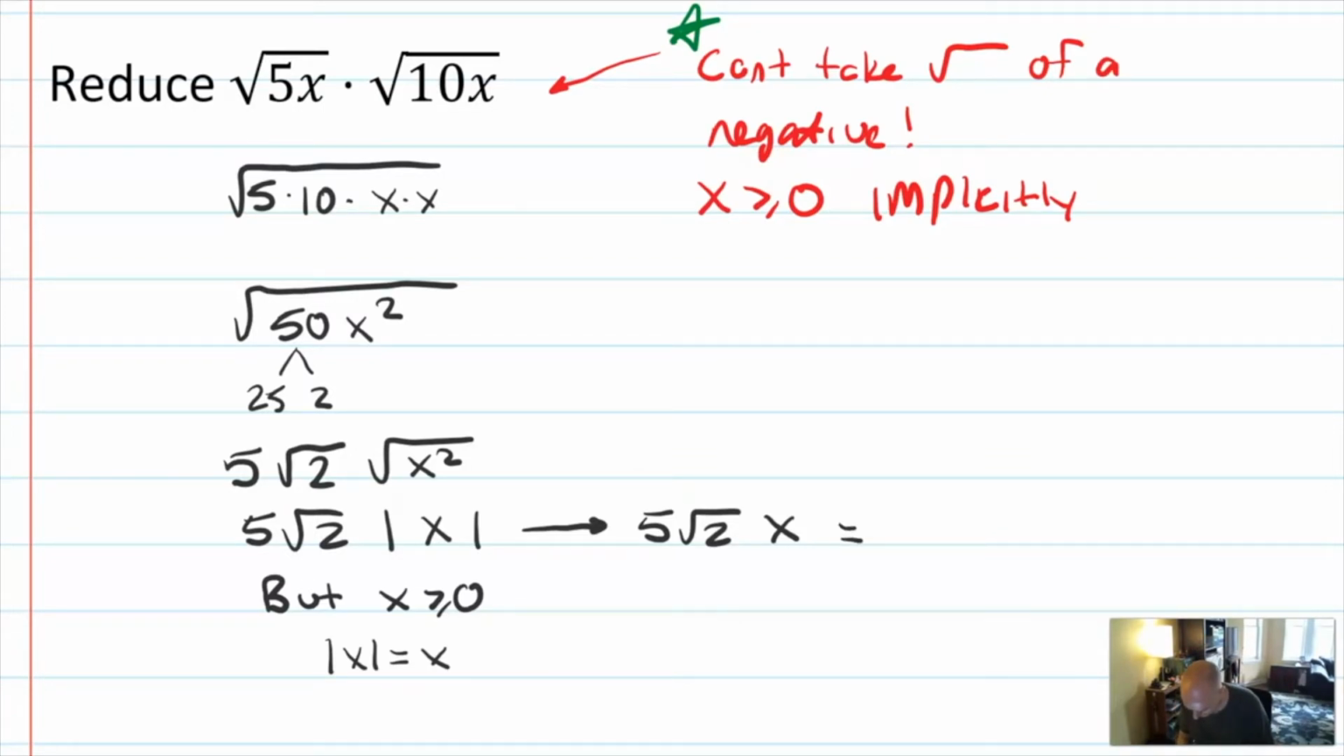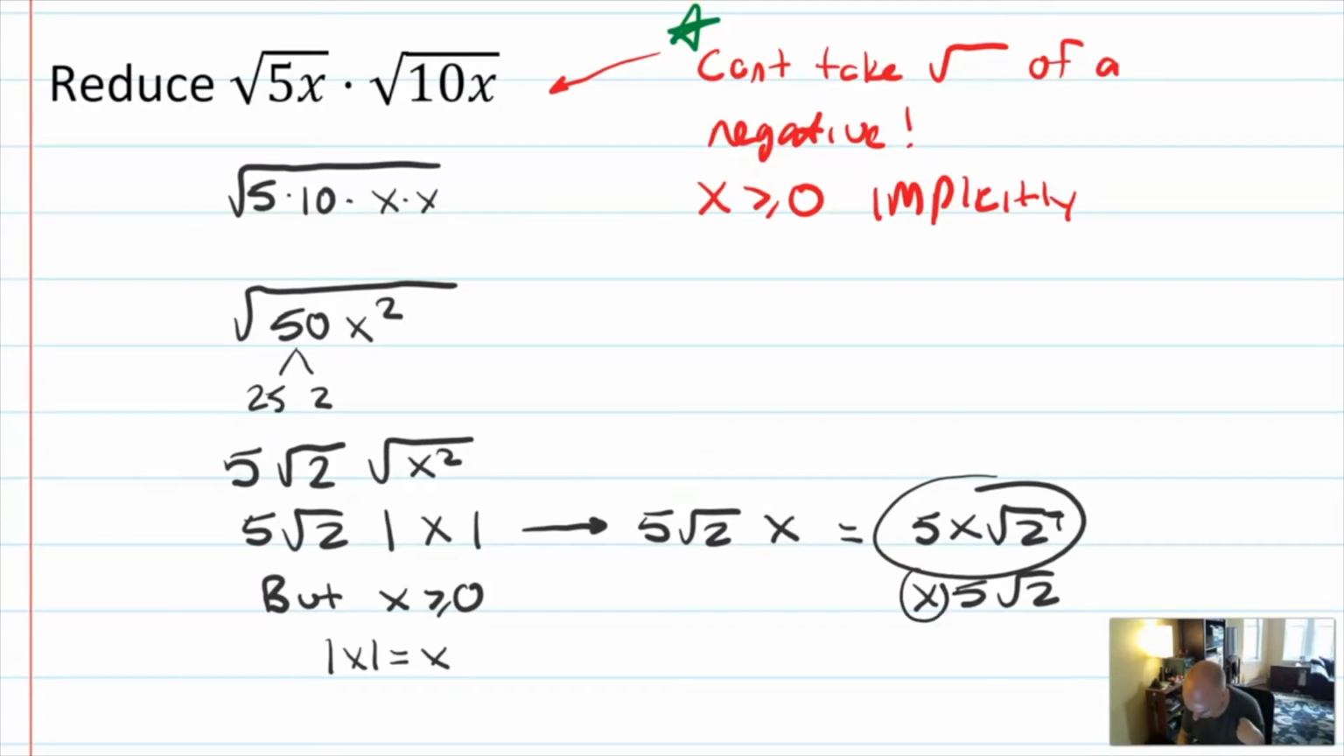By the way, this could also be written as 5x root 2, or I guess x 5 root 2. Probably most often you'll see it here. Usually roots are written at the end because you want to be clear what is and isn't under the root.